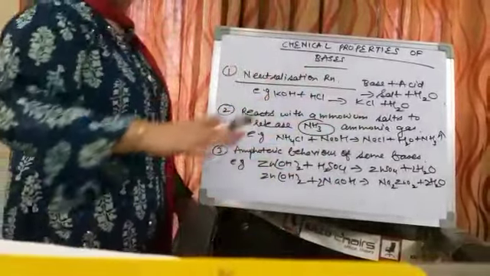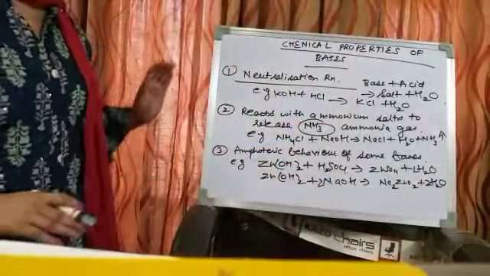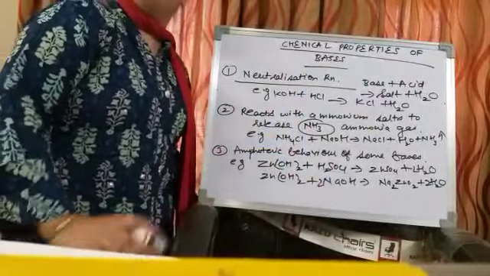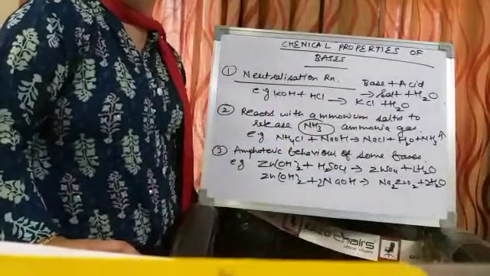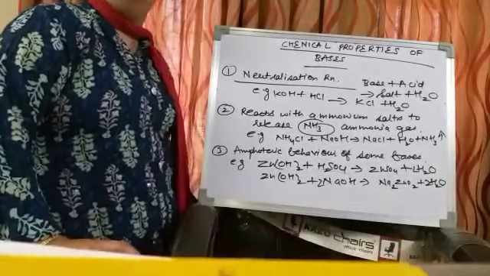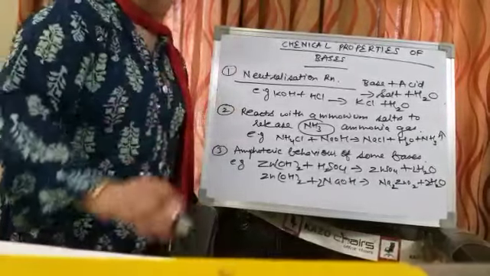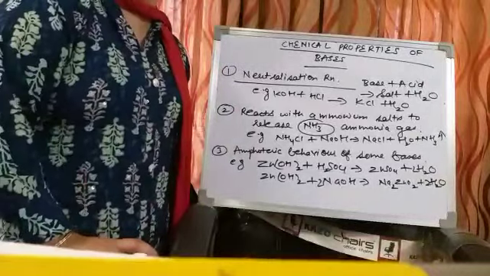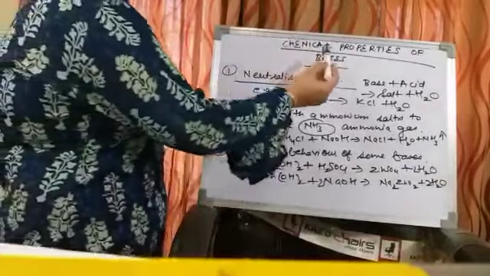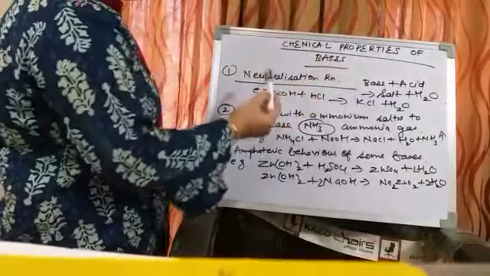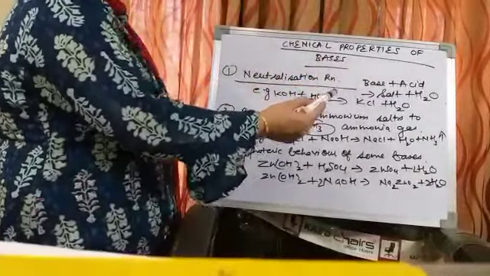So all those properties come under physical properties. Now chemical properties: when a substance reacts with some other substance and a new substance is formed, that is known as a chemical property. Where some chemical reaction occurs, that we call a chemical property. So the first important chemical property of bases is the neutralization reaction.